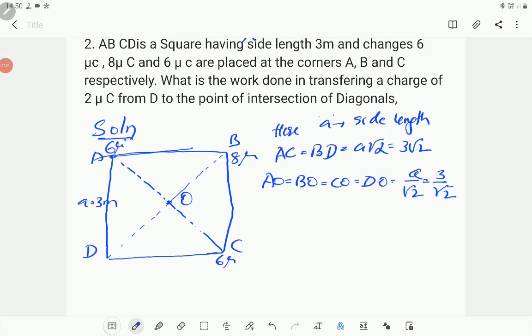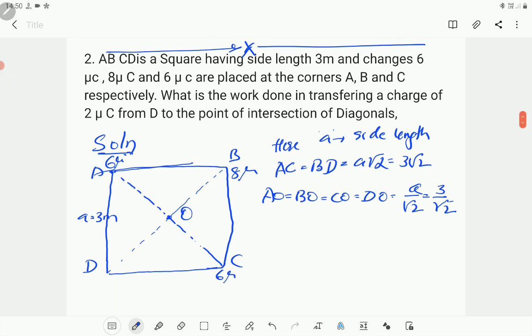Students will move on. The second one is almost similar to the previous chapter problem regarding a square. Let's read now. ABCD is a square having side length 3 meter and having charges 6, 8 and 6 microcoulomb placed at the corners A, B and C respectively. What is the work done in transferring a charge 2 microcoulomb from the corner D to the point of intersection of diagonals? That's this. So for a square, you're very familiar.